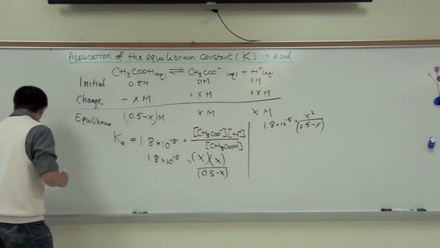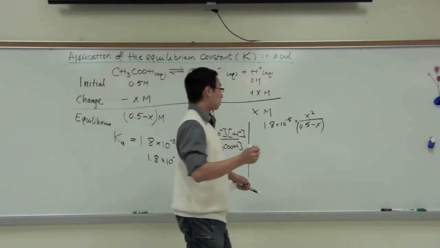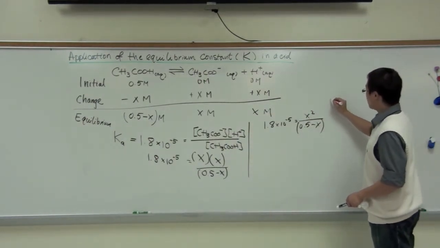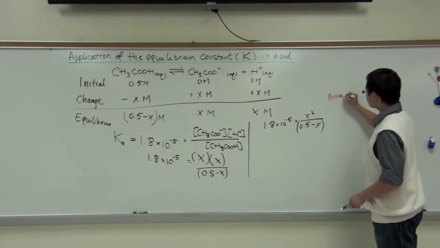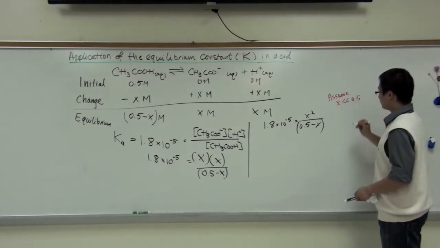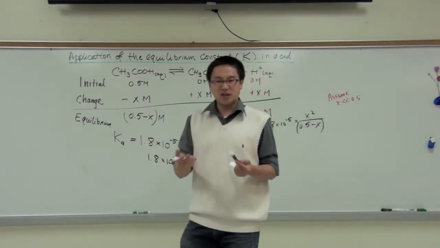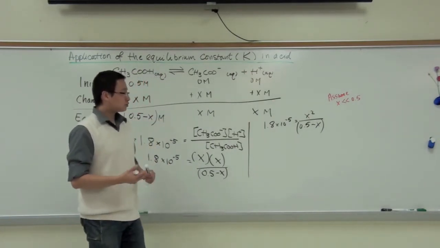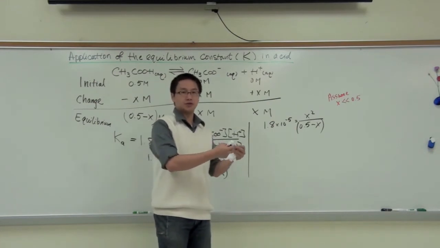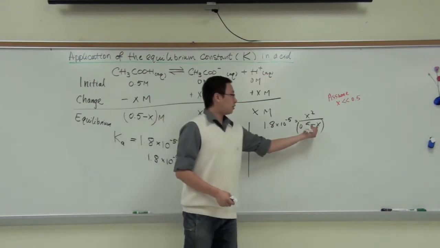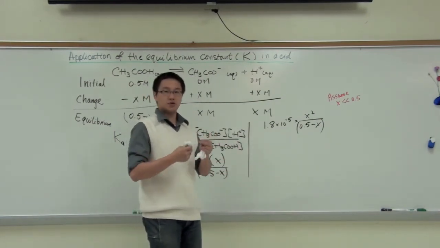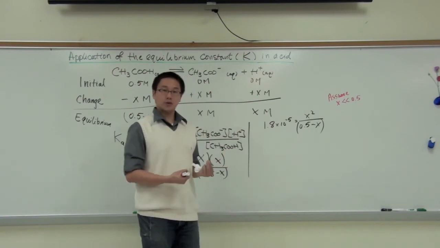So this is a statement that we will always write next to the calculation. We're going to write that assume x is much smaller than 0.5. Okay, so let me go a little bit deeper into this concept. So let's assume that x is a very, very small number, like 0.0000001. If you put it right here, and you do the subtraction, 0.5 minus 0.0000001, what's going to happen?